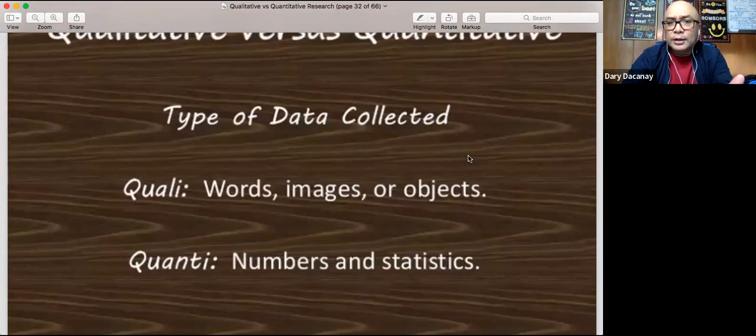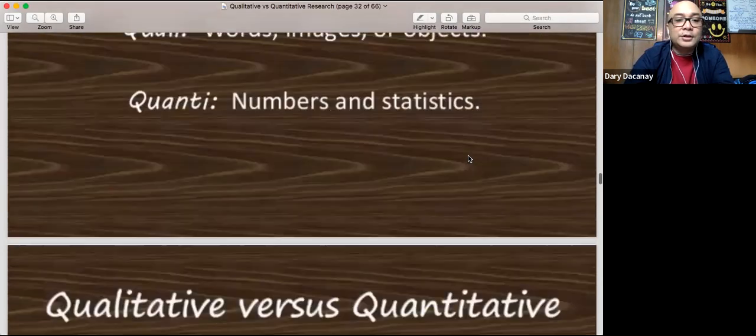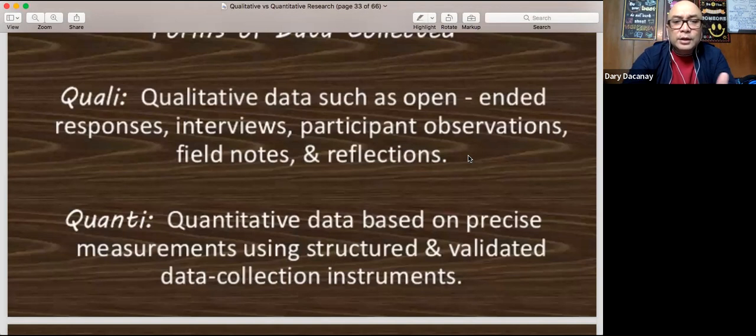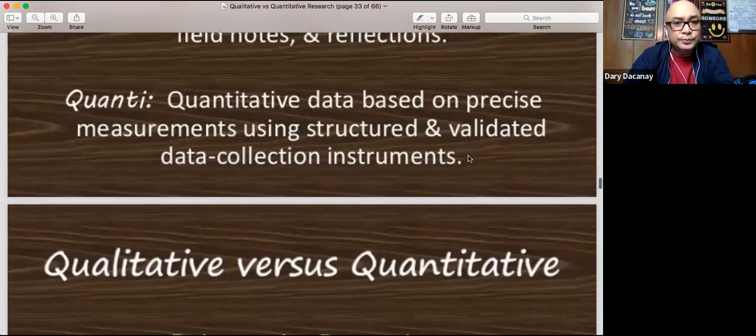And the type of data collected: qualitative, again, I think this is the third time, words, images, or objects, and quantitative, numbers and statistics. Okay, forms of data collected. Qualitative data such as open-ended responses, interviews, observation, field notes, and reflections. Now, in the quantitative, the data are based on precise measurements using structured, validated data collection instruments. Instruments that have been validated. Okay, so quali and quanti.